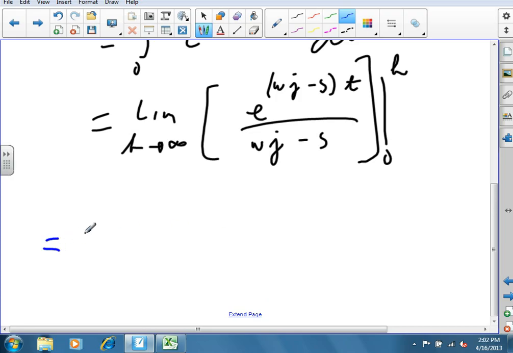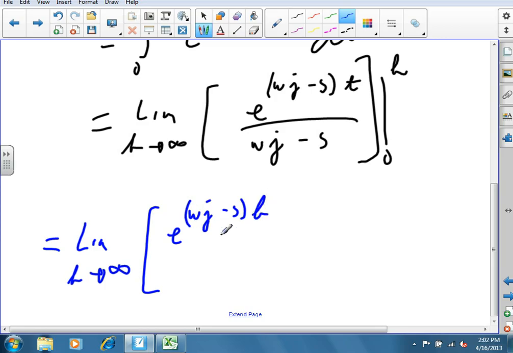All right, so I've got the limit as b goes to infinity. I'm going to put a b in for t. So I have e to the omega j minus s, b, over omega j minus s, minus 1 over omega j minus s.